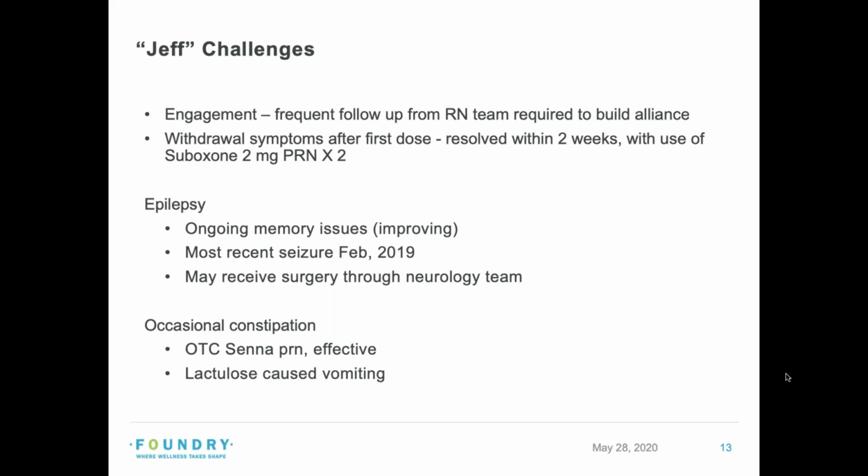Other than that, the main side effect he suffered from was occasional constipation, which Senna was effective for. Lactulose caused vomiting. I usually prescribe PEG, polyethylene glycol, but in this case, Senna was effective.